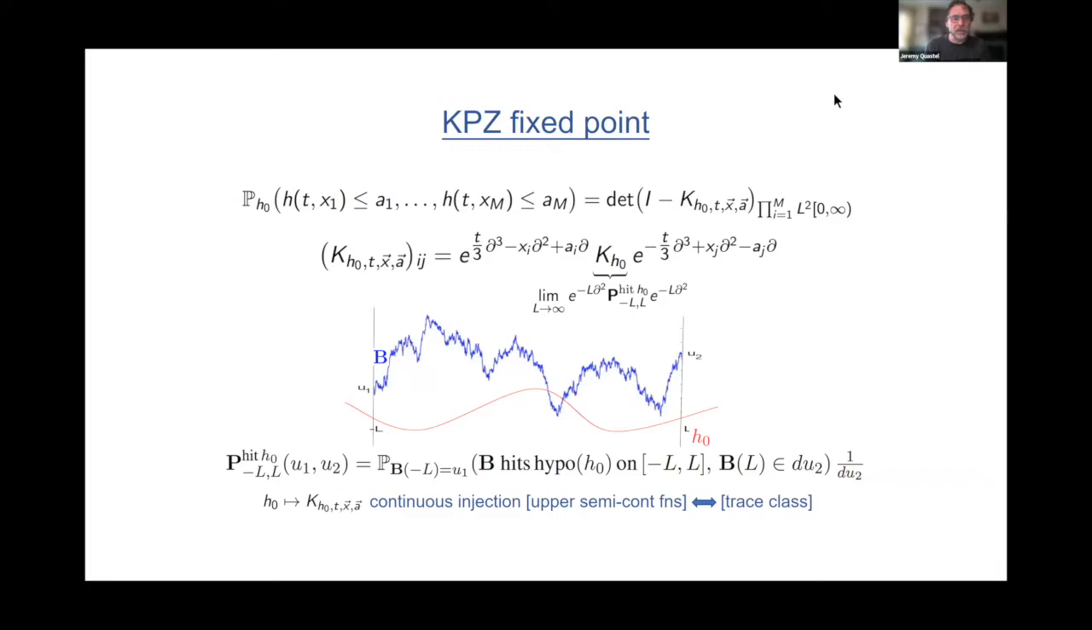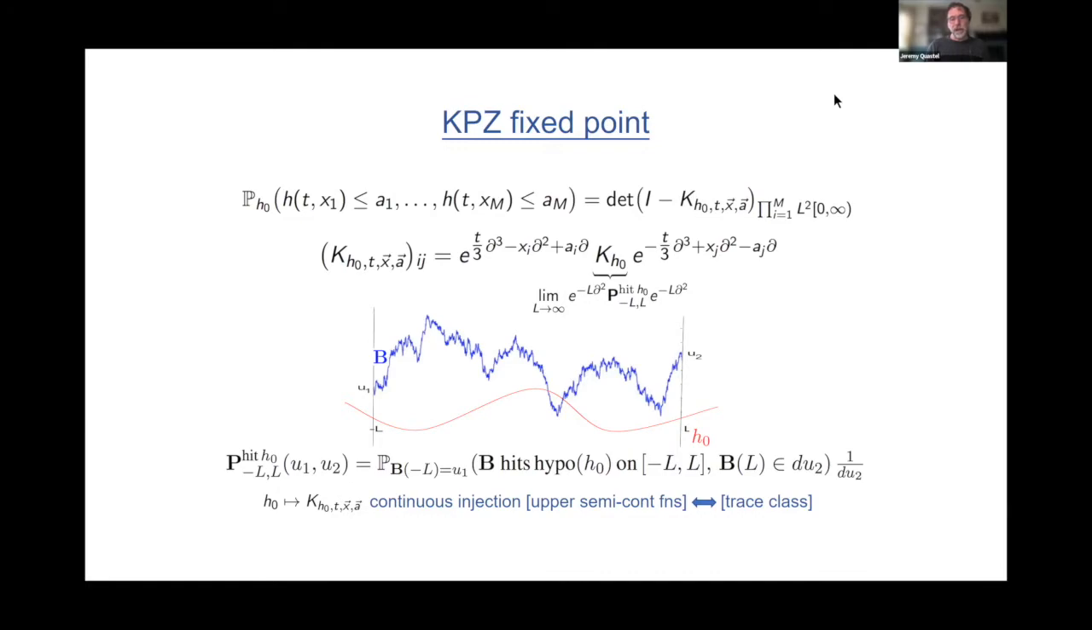You start with an initial height function H_0, and the finite dimensional distributions of your H_t are given by Fredholm determinants. There's a recipe, given your H_0 and your time t and your x's and your a's, for how to construct a kernel whose Fredholm determinants are these finite dimensional distributions of the transition probability. If you look at this kernel K, the recipe has a very nice structure. Again, it's a matrix kernel, just the same as before. There's a kind of core kernel K_{H_0}. You're given your H_0, you construct this K_{H_0}, which is what we call the Brownian scattering transform, I'll describe in a second.